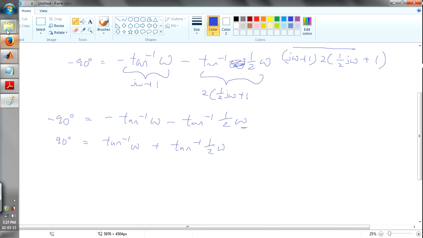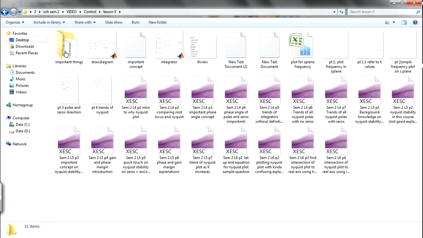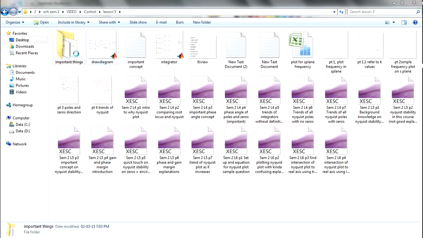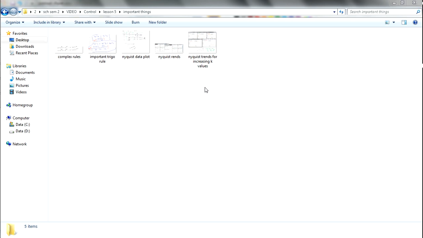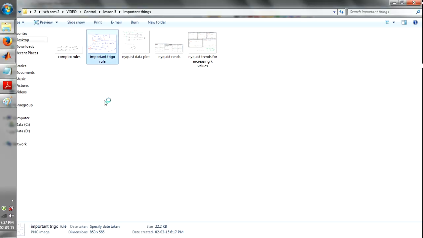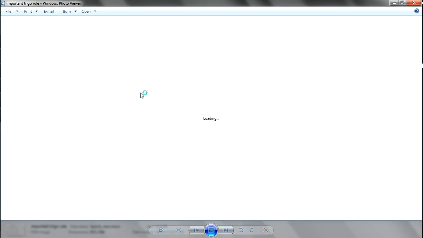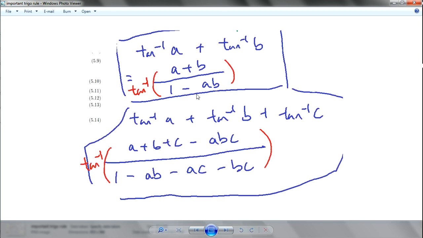If you remember back our formula sheet, our trigo rule formula sheet, you can see there's so many videos. Damn. Actually, I'm lagging. So, important trigo rule. This is like a secret chest. What am I talking? Shit.